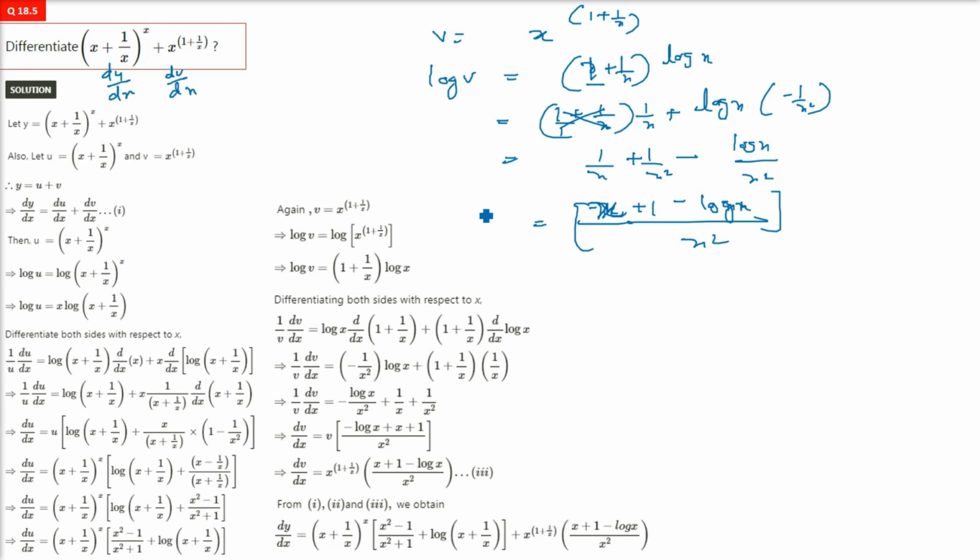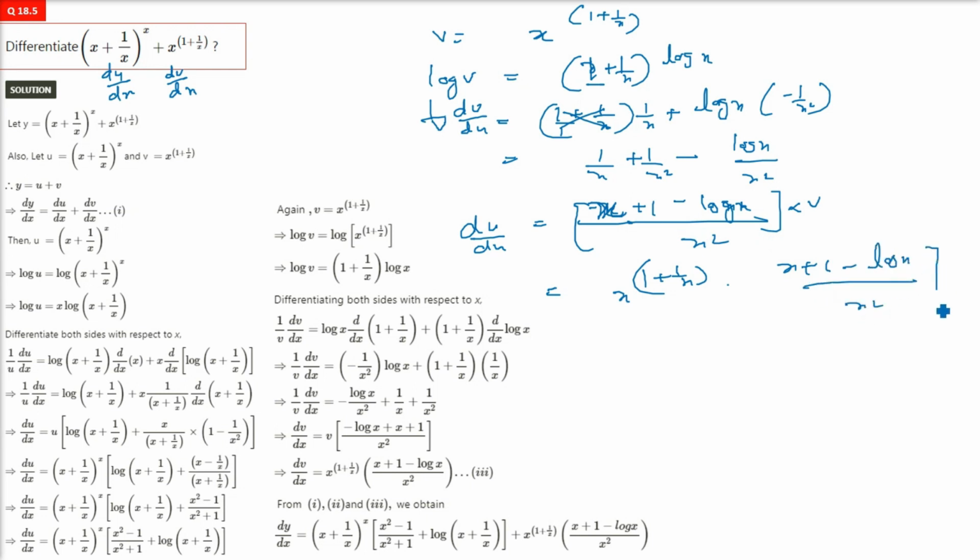And one more thing we have to do, log v. So log v is 1 by v dv by dx. So dv by dx is computed by multiplying this with v. So final will be x plus 1 by x to the power 1 plus 1 by x, that is v, and this is x plus 1 minus log x divided by x square. And this is dv by dx, and du by dx already found out. We just have to add them. That is the final answer. Okay, these two have to be added.